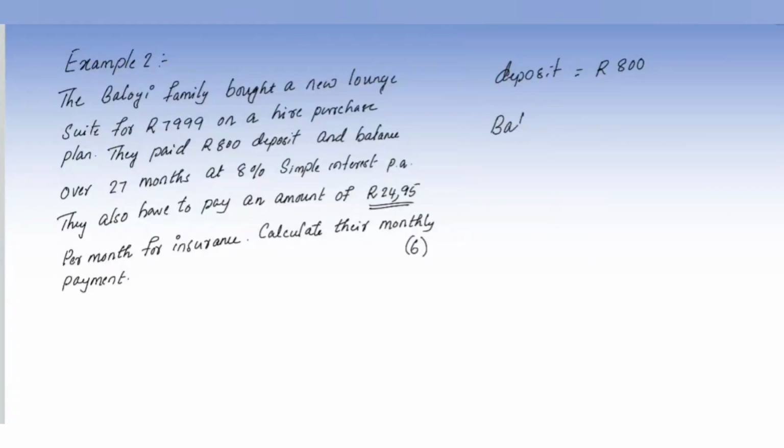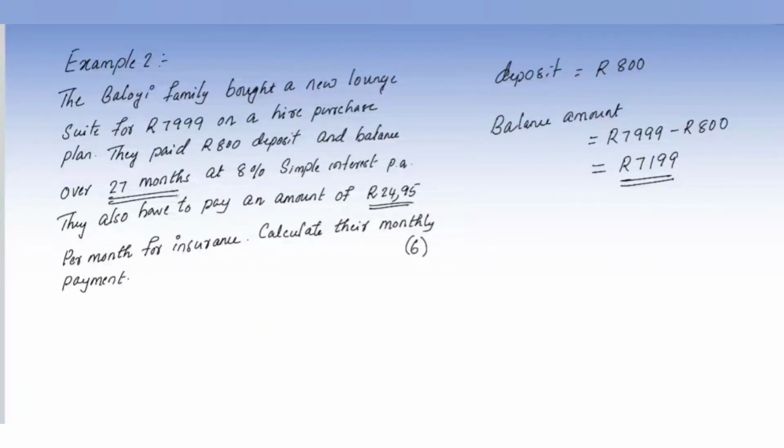We can calculate that. The balance amount is, because you already paid the deposit of 800, you have to subtract 800 from 7,999. That is 7,999 minus rand 800. You have to calculate, which is going to be rand 7,199. Okay, this is the loan amount. This money you have to pay over how many years.